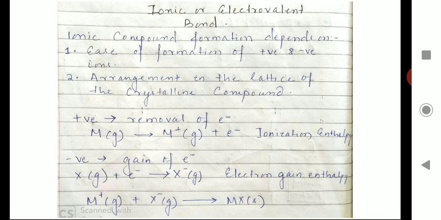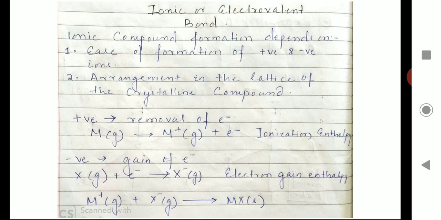Fine. Now we will talk about the ionic or electrovalent bond. Ionic compound formation depends first on the ease of formation of positive and negative ions, and second on the arrangement in the lattice of the crystalline compound. Let us take an example. First let us take a metal M in the gaseous state. We have to remove one electron and we will get M plus. The energy used to remove an electron is known as ionization enthalpy.